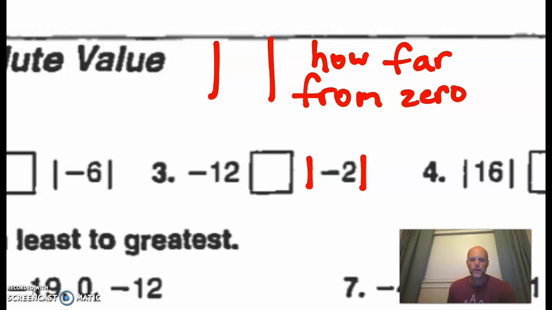Remember the Austin and Waco thing. Direction doesn't matter. It's just how far it is. So how far is -2 from 0? It's 2. 2 from 0. So, comparatively, -12 and 2. Is -12 greater than or less than 2? It's less than, right? So, -12 is less than 2.